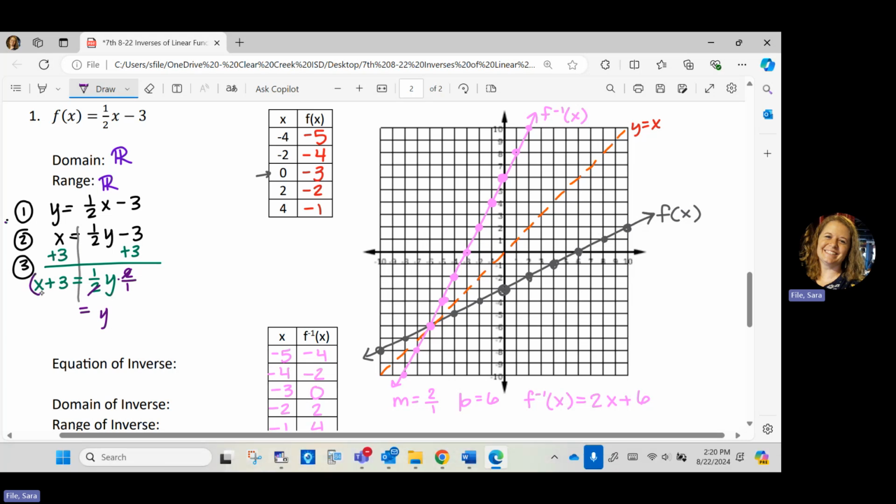Now, what you do to one side, you have to do to the entire other side. So notice I'm putting parentheses around it, and I'm going to multiply by 2. So that 2 is going to have to be distributed there. So I get 2x plus 6 for my inverse. Isn't that what I got from looking at the graph too? So you can get it the same way. Okay, so my equation is f inverse of x equals 2x plus 6. I showed you how to get it from the graph and doing the algebraic process.